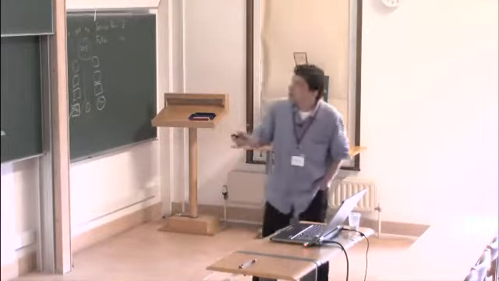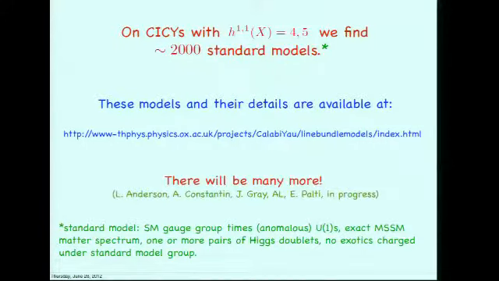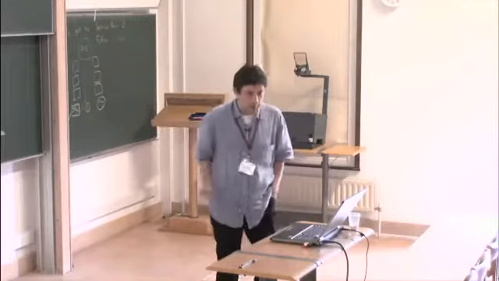Okay, and so there are 2,000 of these. These models and all the details that we can actually work out are available at this database, so you can look at this, and I'll show you an example of the database later. And it's already quite clear that there'll be many more. We have preliminary scans where this number increases by a factor of 5, but there'll be even more than that.